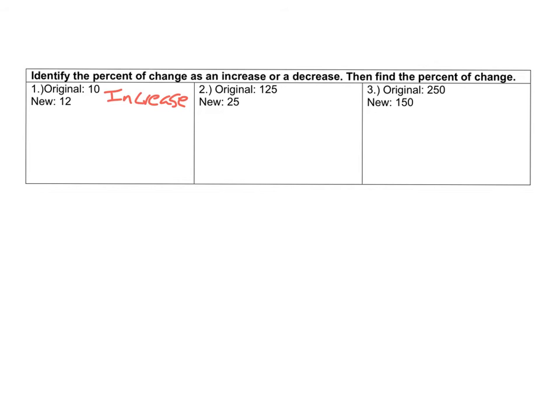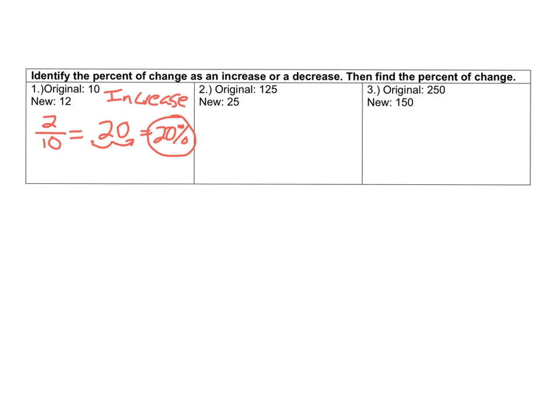Now to find the percent of increase, first I need to know how much it went up by. Going from 10 to 12, that's an increase of 2, and we divide that by 10, the original amount. Remember, the original amount is always the number that goes on the bottom. 2 divided by 10 gives us 0.2, and if we move the decimal over 2 spaces, that gives us 20%. A lot of people, when they see 0.2, want to change that to 2% right away, but remember, 2 spaces, in this empty space we can always put a 0. So 0.2 always gives us 20%.